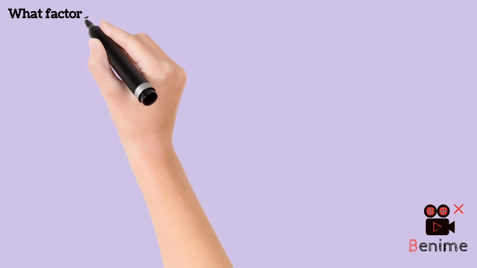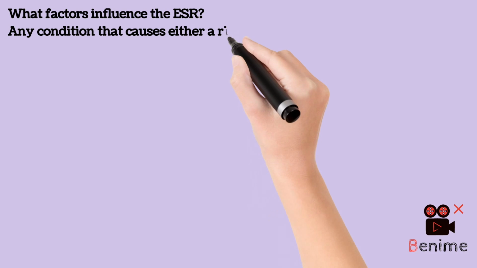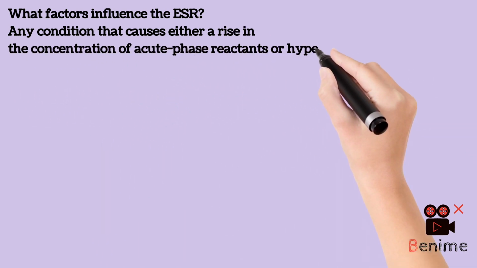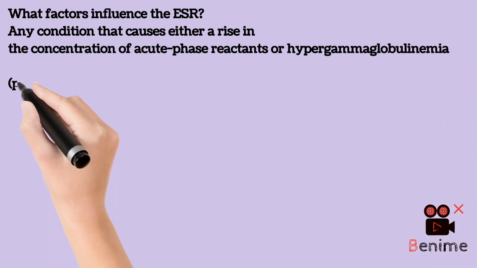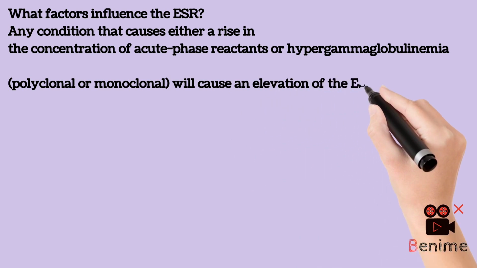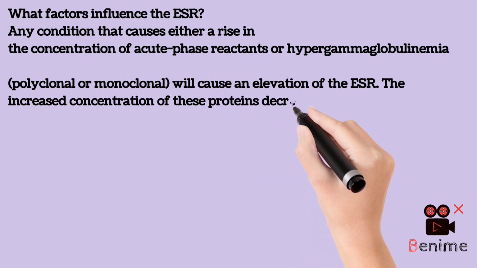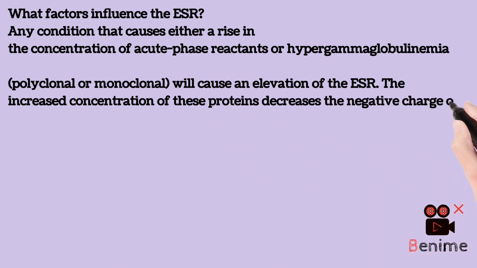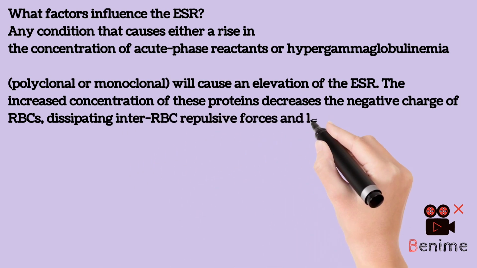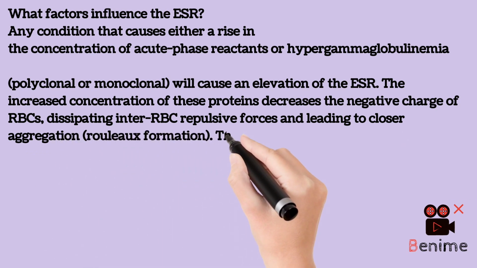What factors influence the ESR? Any condition that causes either a rise in the concentration of acute phase reactants or hypergammaglobulinemia, polyclonal or monoclonal, will cause an elevation of the ESR. The increased concentration of these proteins decreases the negative charge of RBCs, dissipating RBC repulsive forces and leading to closer aggregation, rouleau formation. This causes the RBCs to fall faster, resulting in an elevation of the ESR.